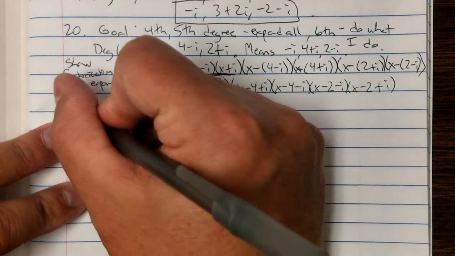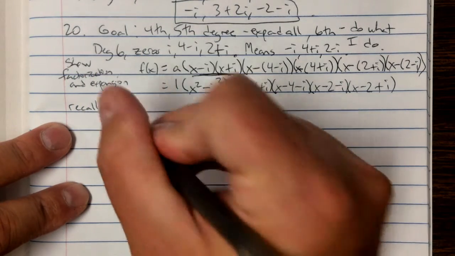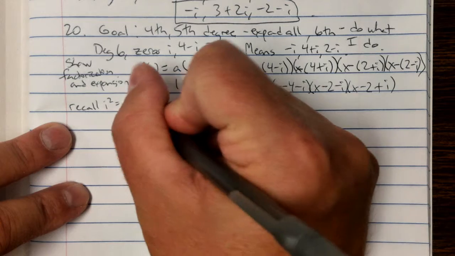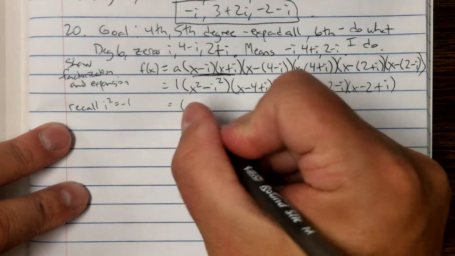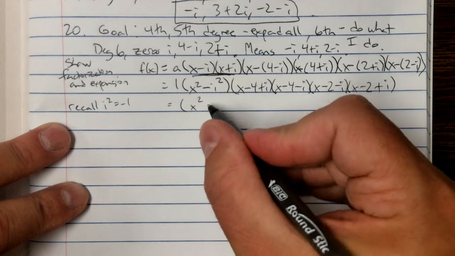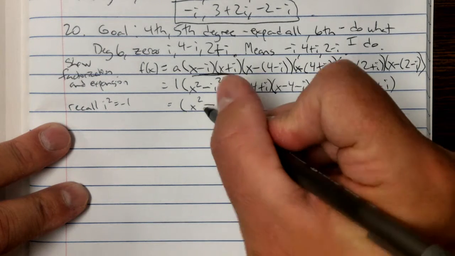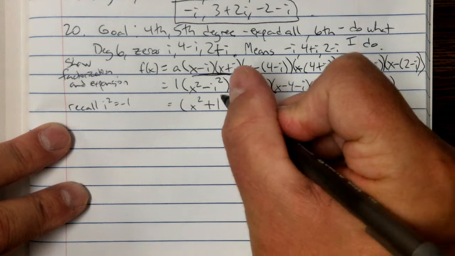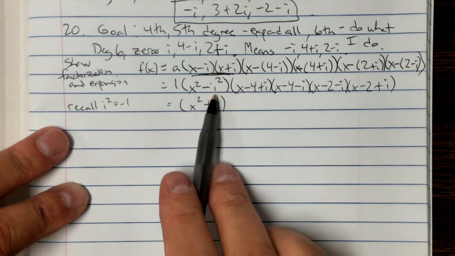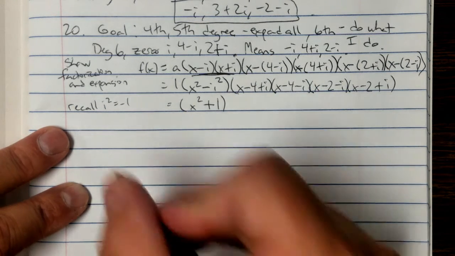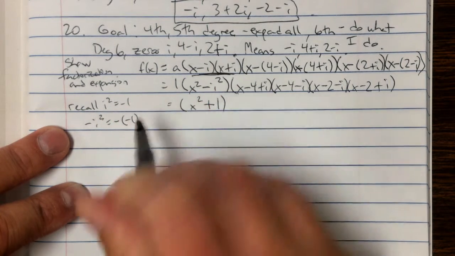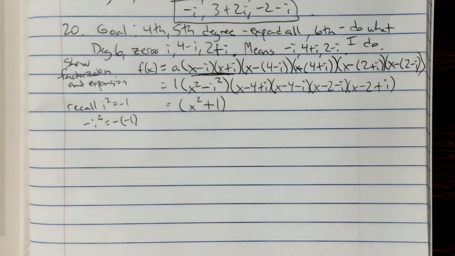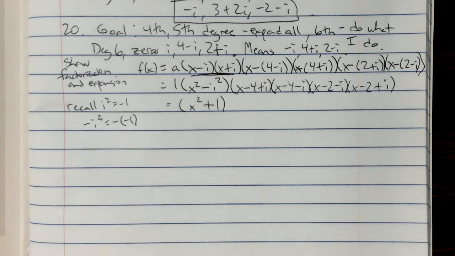Okay, so recall from yesterday and maybe last year, i squared is negative 1. And so this is going to change to x squared minus negative 1, so it's x squared plus 1. So make sure you see that if it's negative i squared, that means minus a negative 1, which is why we have plus 1.